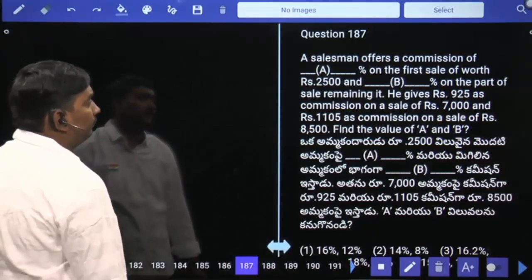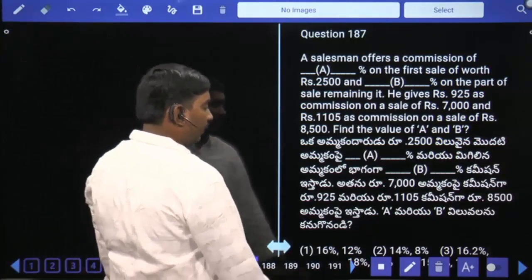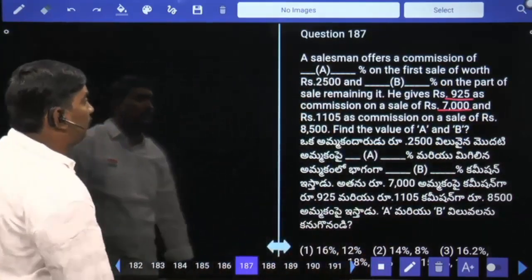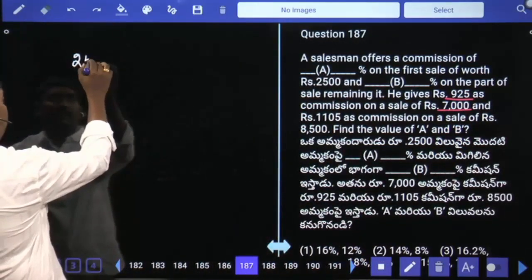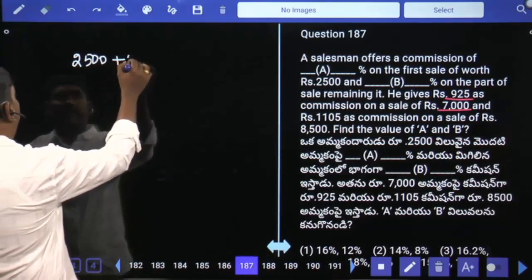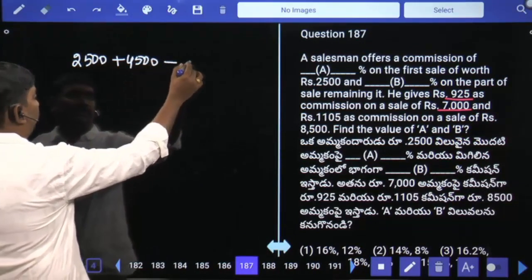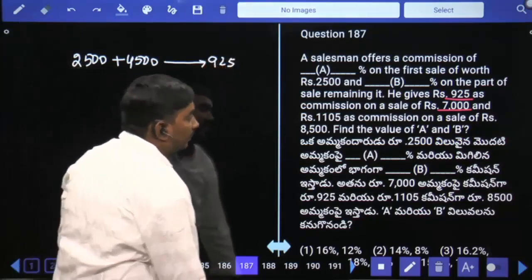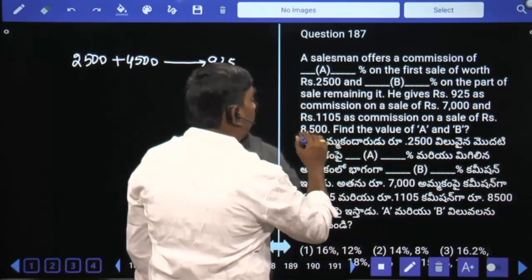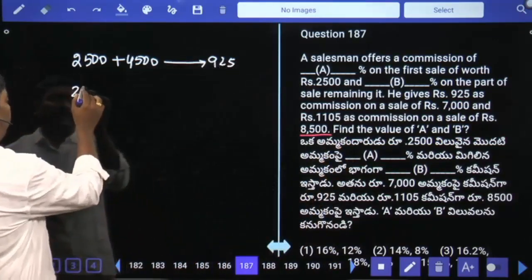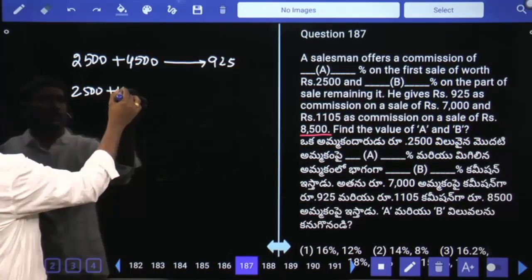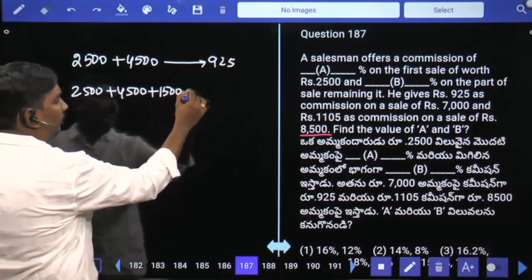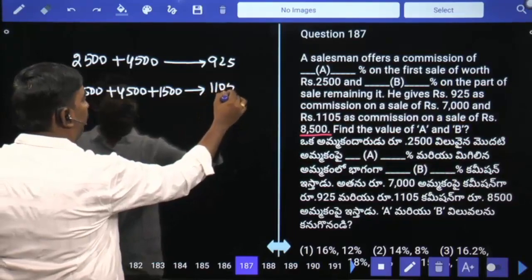See, 925 rupees commission on 7000. On the first 2500 rupees is the A percent. 7000 I can divide as 2500 plus 4500. There is a commission of 925. And 8500 I divide as 2500 plus 4500 plus 1500. Total commission is 1105 rupees.